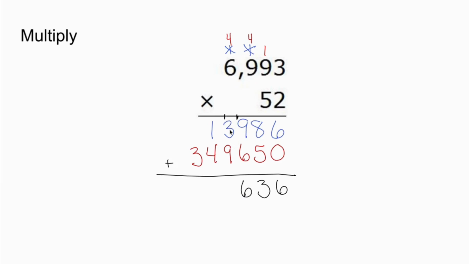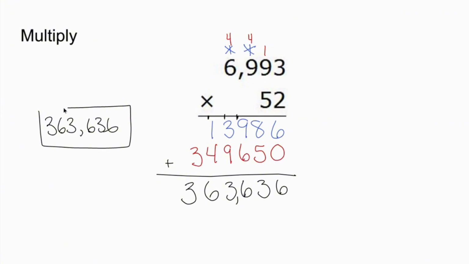1 plus 3 is 4. 4 plus 9 is 13. Write out a 3, carry over a 1. 1 plus 1 is 2. 2 plus 4 is 6. And then nothing plus 3 is 3. Go from the right, count 1, 2, 3 commas, and we have a weird number, 363,636. Lots of 3s, lots of 6s. Kind of crazy, but that's our answer.